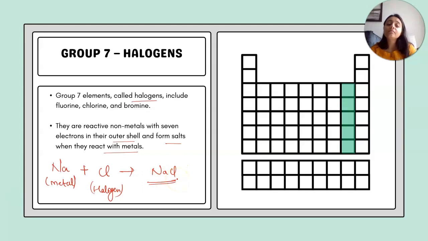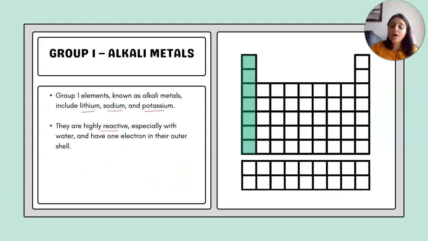In the same way, when we talk about the alkali metals, the metals which get easily dissolved inside the water and give the formation of hydroxide ions, as you can see, sodium hydroxide, that is generally a base.